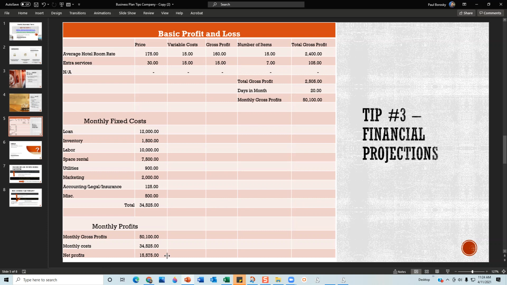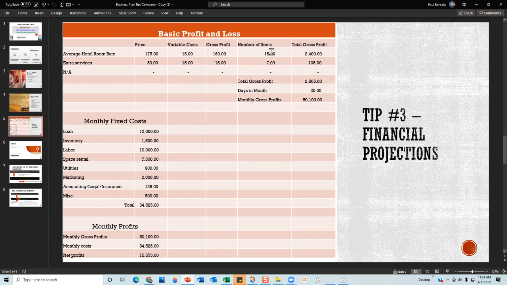Now, the beautiful thing about having this little financial model here is once you have this set, you can start changing the variables. For example, in my example here, I put 20 days. If you're going to be operating like most hotels, you're going to change that 20 to 30. Once you change the days in the month to 30, then your net profits are going to change as well as your monthly gross profits as well too.